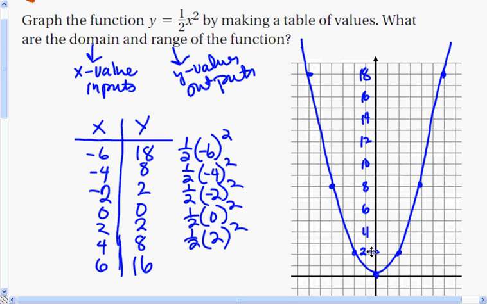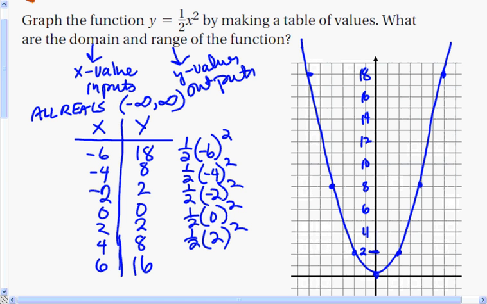Now the domain is the possible x values, the inputs. And the possible x values are really all real numbers. There's no number that you can't square. So we'll say all reals, or we do this in interval notation. Anything from -infinity to infinity. And that's the domain.